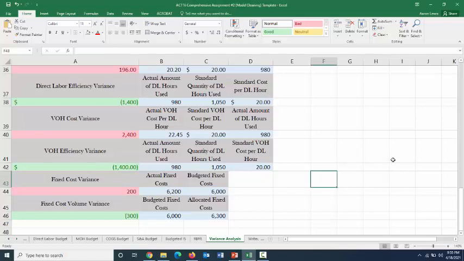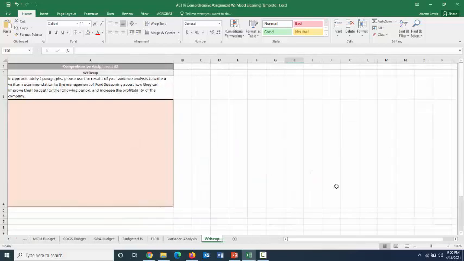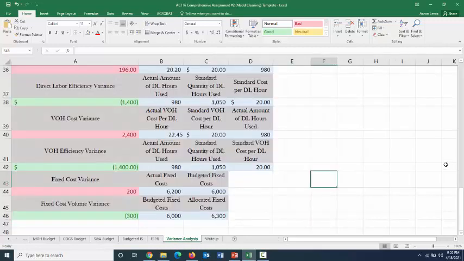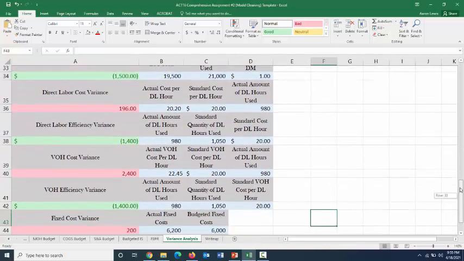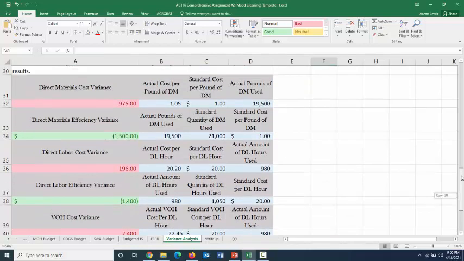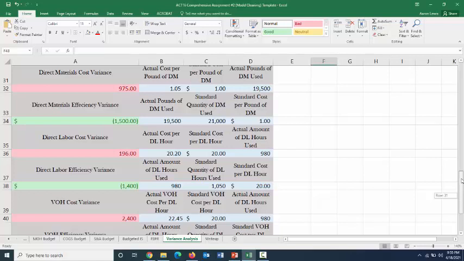And as the last part of your comprehensive assignment, you are asked in approximately 2 paragraphs to use the results of your variance analysis to write a recommendation to this company on how they can make things better. And to save you guys the time of me sitting here typing, I'll just talk it out. What you want to do is look at your variances and use what they call management by exception, which is finding the biggest variance, be they favorable or unfavorable, and figuring out how can we fix this.